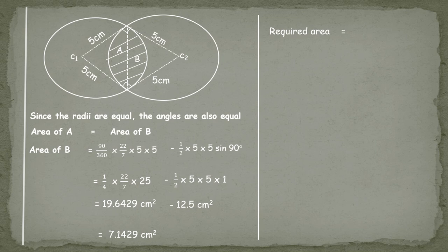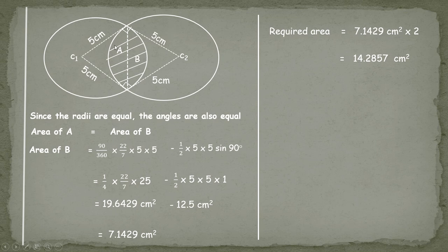So the required area will now be equal to 7.1429 centimeters squared times 2. And that will give us our required area as 14.285 centimeters squared. Now, as far as this particular area question is concerned, or questions of this nature, you just need to be more observant and creative.